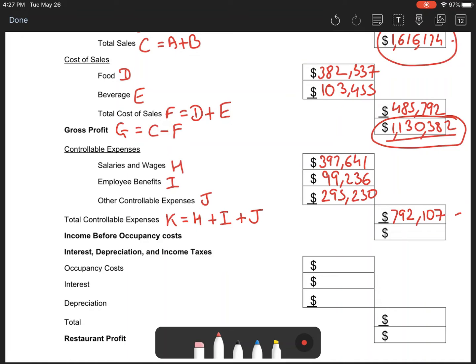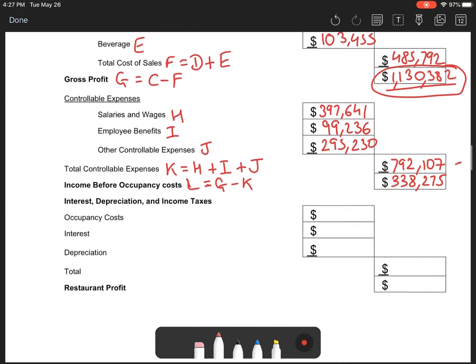So to do that, we will put in the formula for income before occupancy costs, which we call L, which is equal to G minus K. Income before occupancy costs is your gross profit minus your controllable expenses. And now you're left with 338,275. Your piece of the pie is becoming smaller.